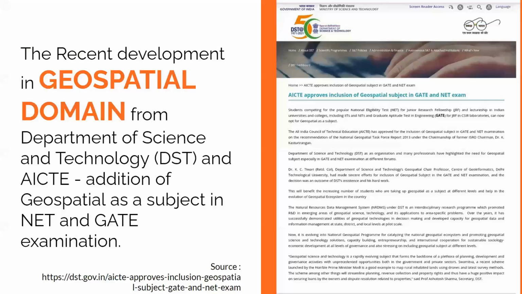This is the recent development in the geospatial domain from the Department of Science and Technology, DST and AICTE. Earlier, our domain was not approved by the government. We were from a multidisciplinary field and we were not acceptable in everything. Now the inclusion of the geospatial subject in the GATE as well as NET exam has been approved. This is a very good move and will help geospatial students a lot. So we are getting acceptance and it is coming as an emerging technology.